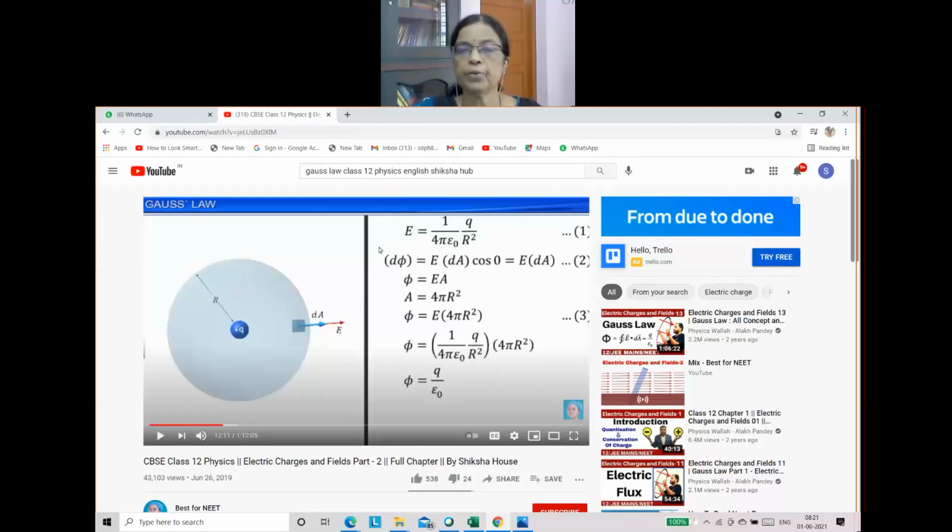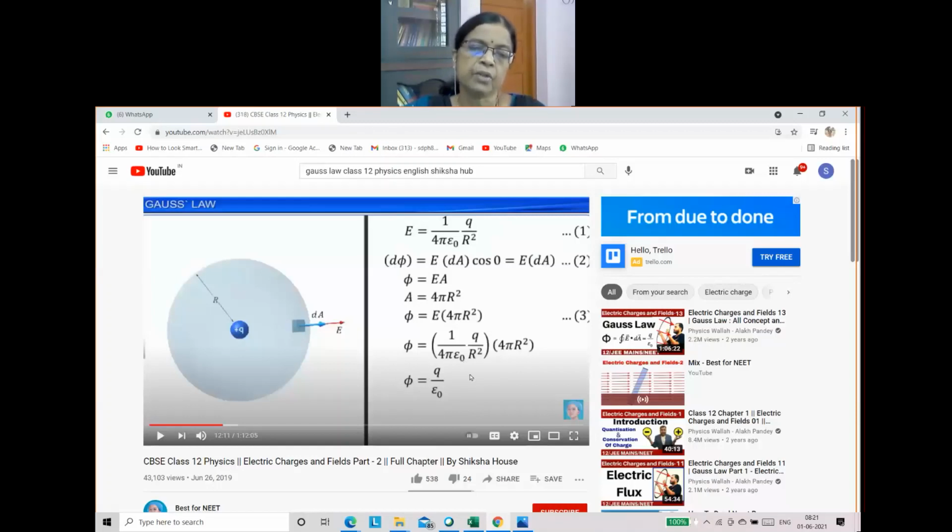So, electric field E is equal to 1 by 4 pi epsilon 0 into Q by R square, and the integral of dS is the total area, which is 4 pi R square. Total flux equals E into capital A, so E into 4 pi R square. E we have substituted from the first equation: 1 by 4 pi epsilon 0 Q by R square into area of the sphere 4 pi R square. So 4 pi R square cancels. What we get, children? Q by epsilon 0. That is the proof of Gauss's theorem.